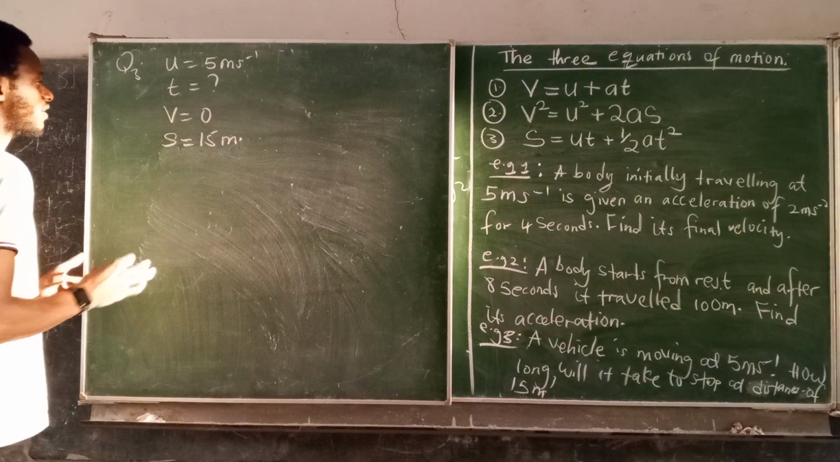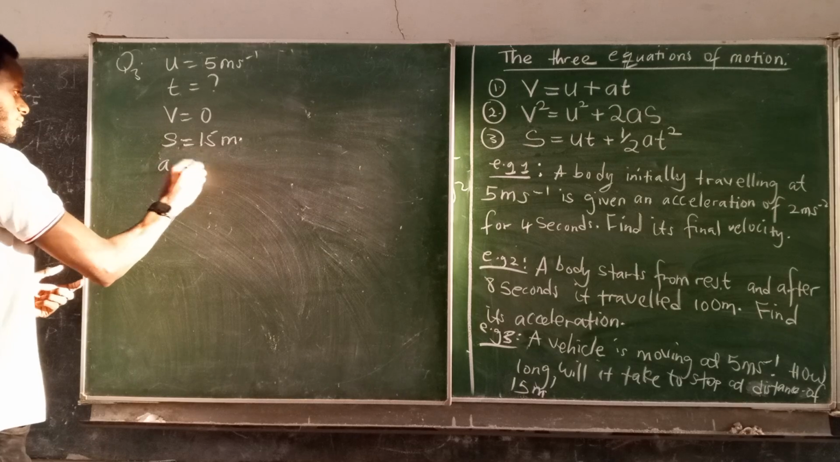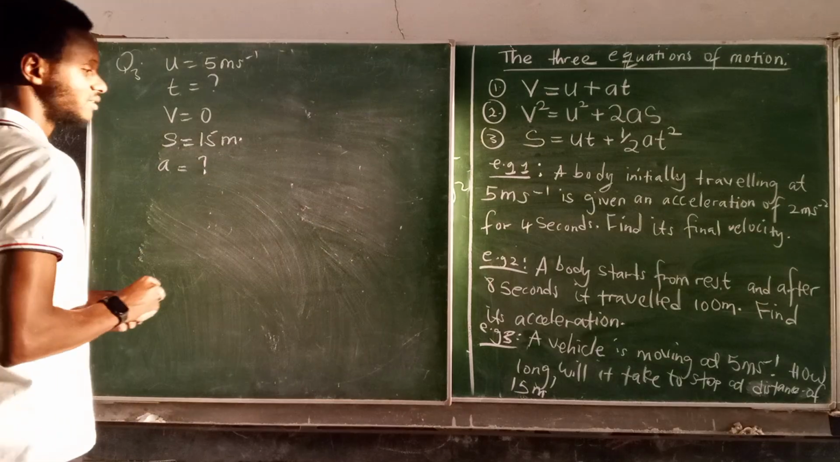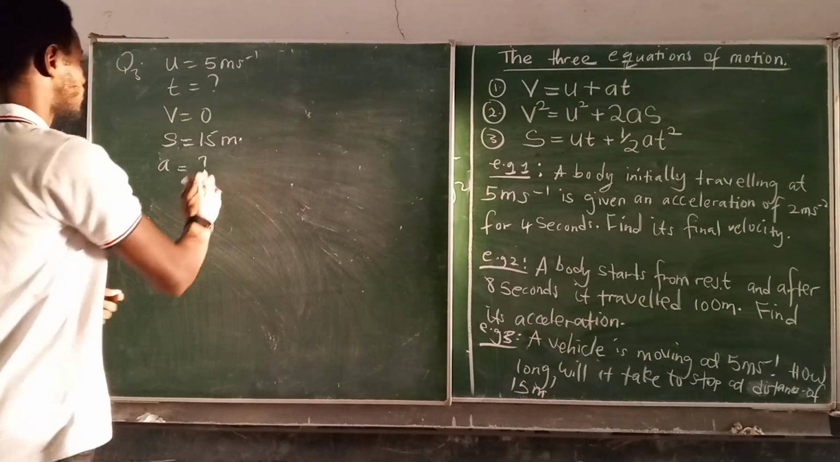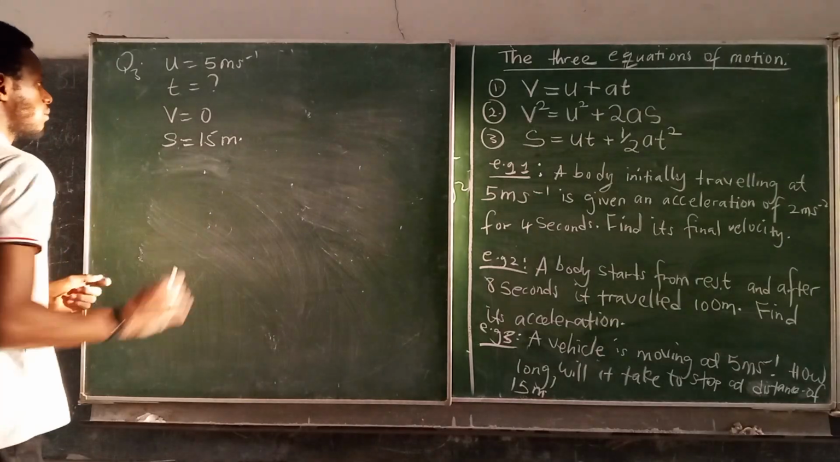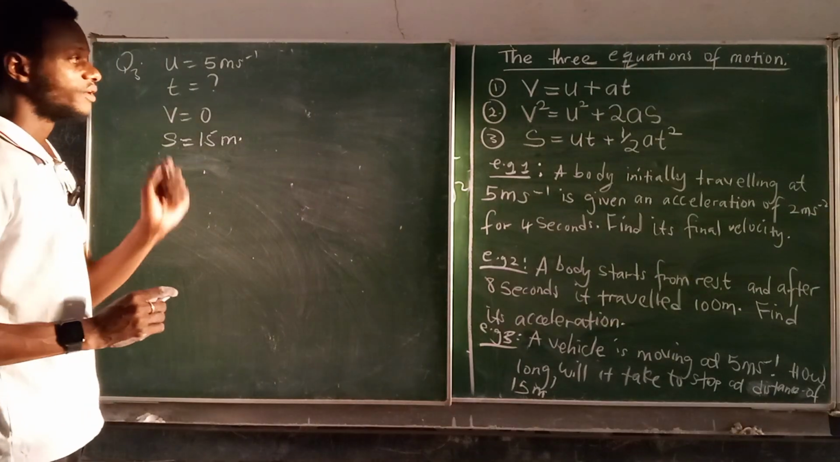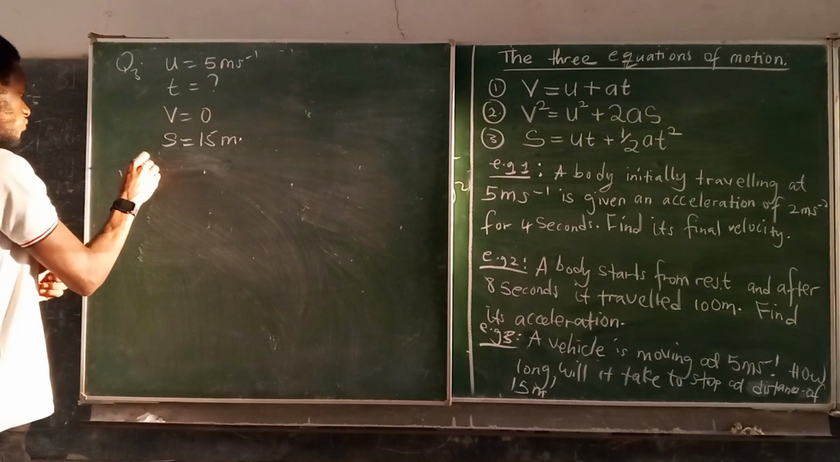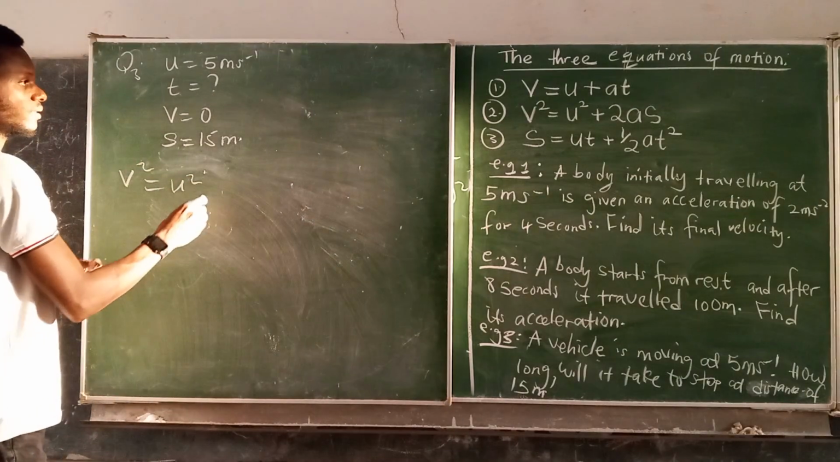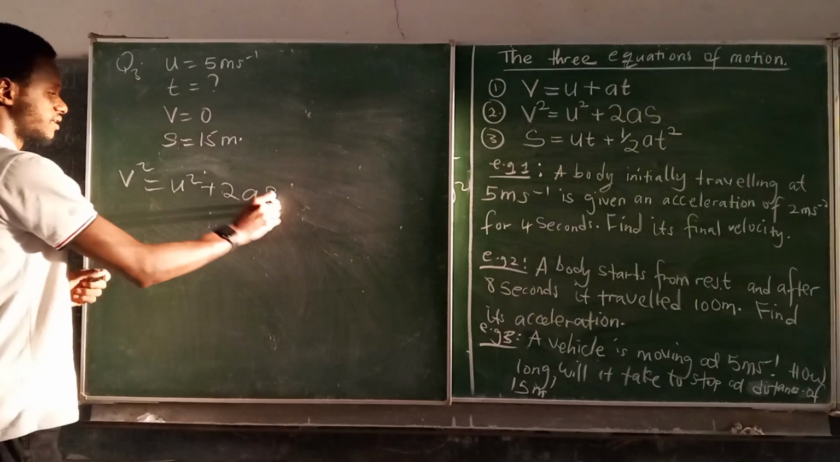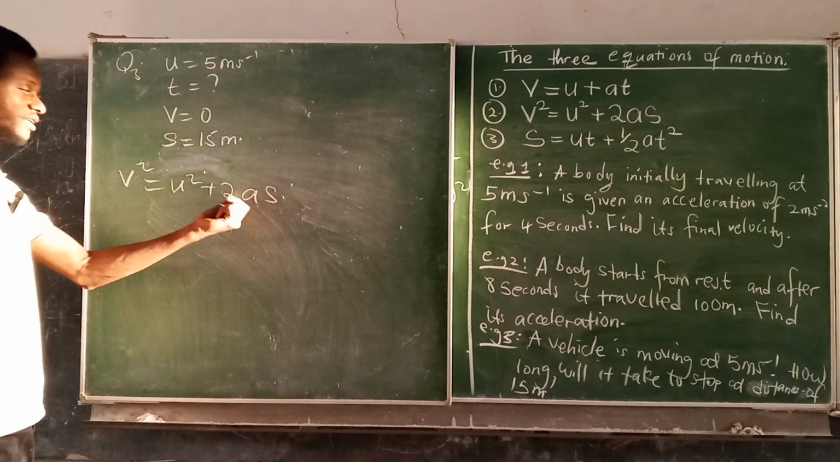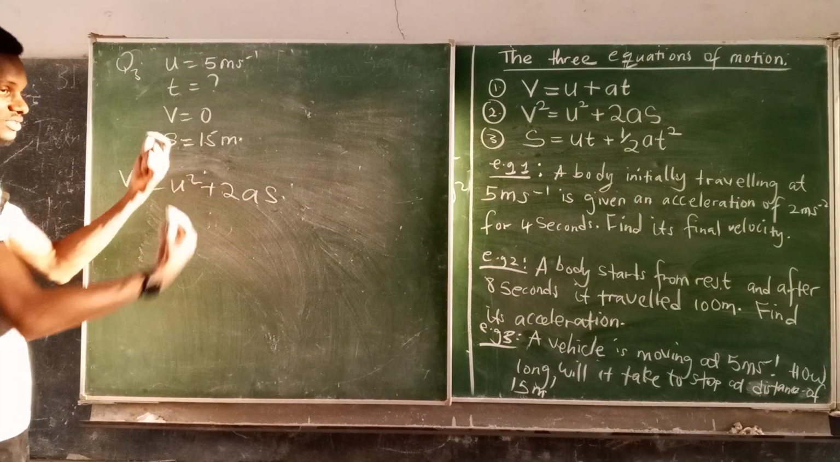We have to find the time, not the acceleration, but we cannot find the time without getting the acceleration. We must first get the acceleration, and for that we use the equation of motion v squared equals u squared plus 2as. Our a must be negative, because it's retarding.